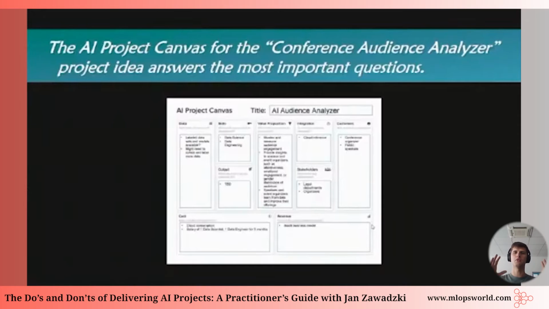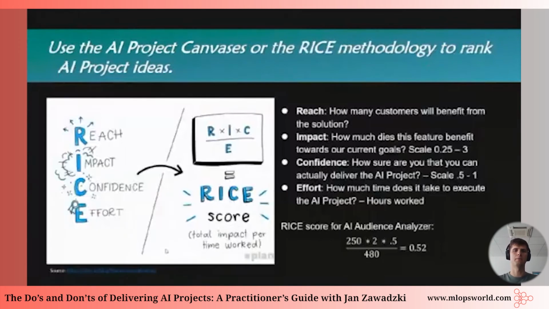So this is an example of using the AI project canvas. And what I believe is that on this AI project canvas, you see the most important questions answered for a potential project. Now, you've created lots of AI project canvases for the most promising ideas. How can you actually define which project is more impactful than the other one?